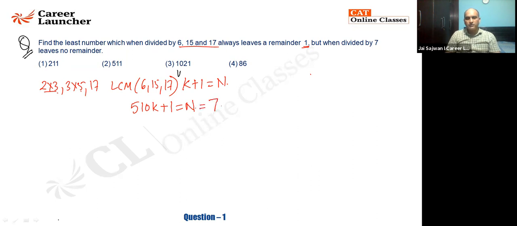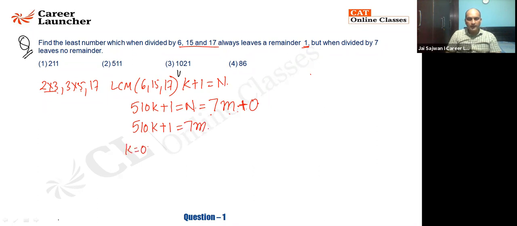And this number leaves a remainder of 0 when divided by 7. So I'll say this number is a multiple of 7, 7m plus 0, the remainder is 0. So now what is the least number? I want to find out the least number. So I'll say 510k plus 1 is equal to 7m.